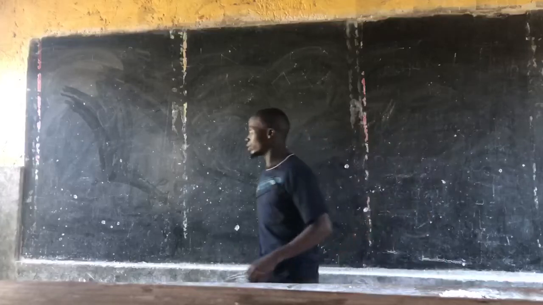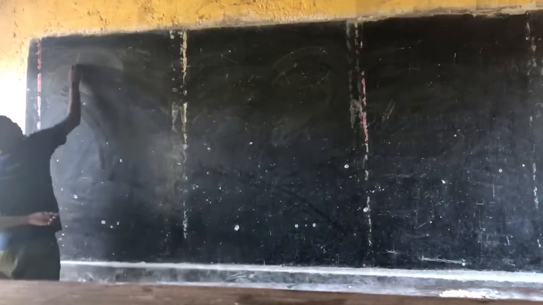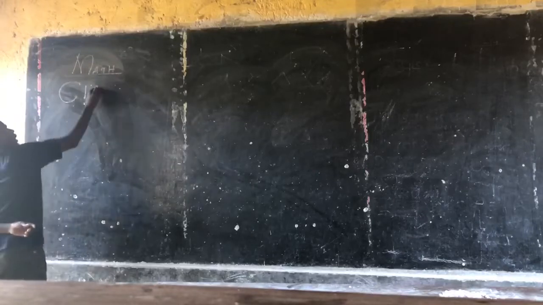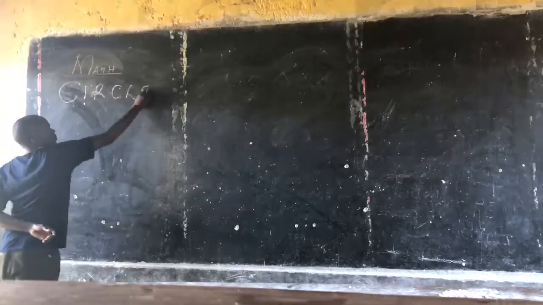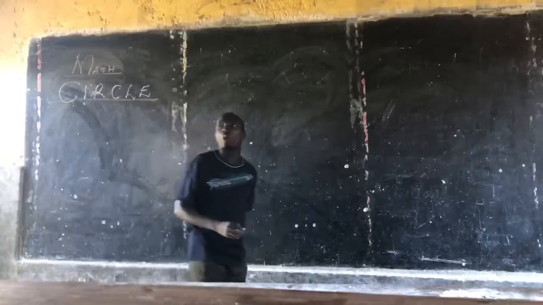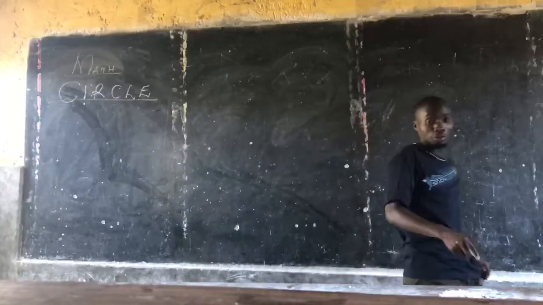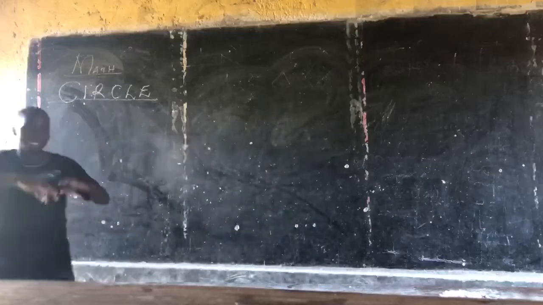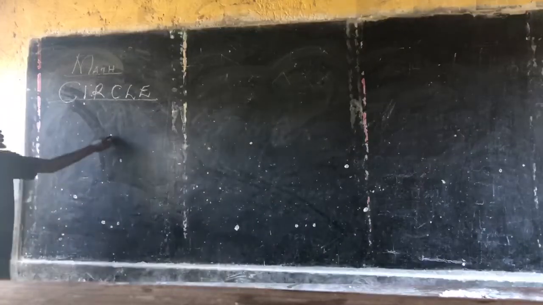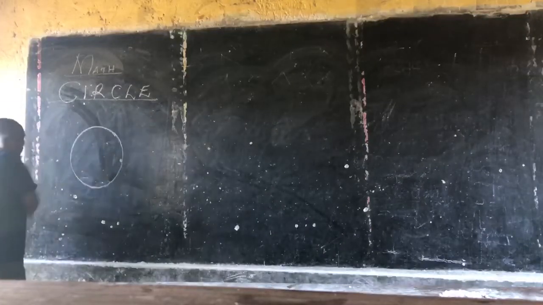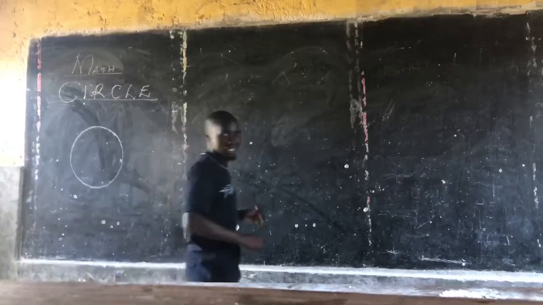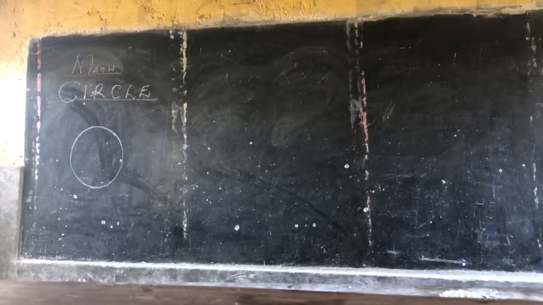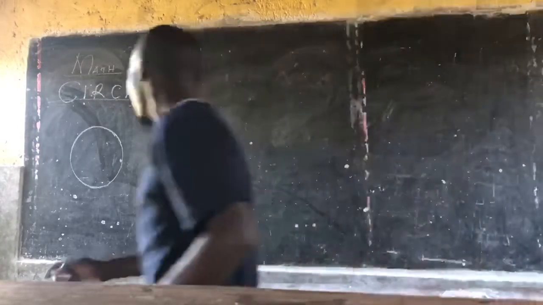So this is mathematics as usual. I'm going to discuss what we call a circle. You know a circle very well. A circle is round. Number one, it's round like that. That's the circle.